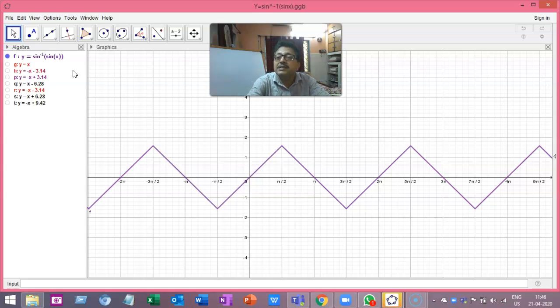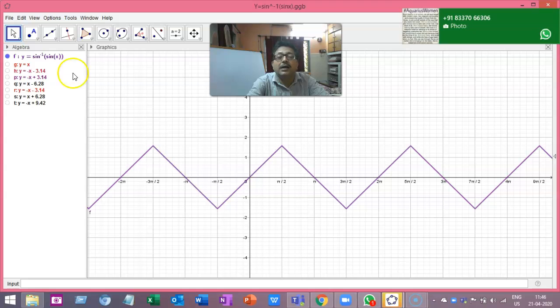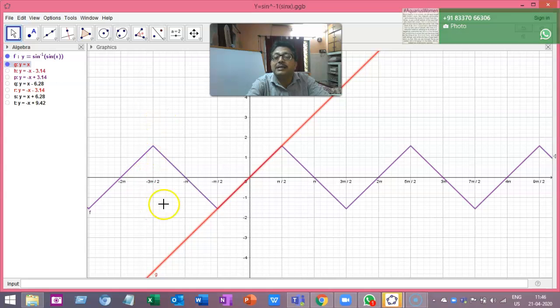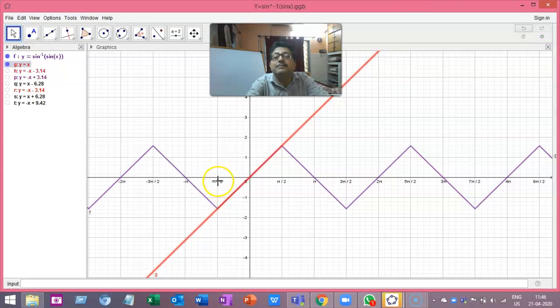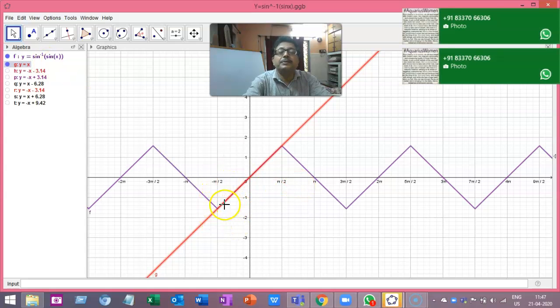If I consider the graph of sin inverse sin x, and I say y equal to x, then the y equal to x line will be this. This is the line y equal to x, where it intersects, that is the value of the function in the principal value branch. You know, for sin inverse x, the principal value branch is minus pi by 2 to pi by 2. Here, the graph of the function is given by y equal to x. So, sin inverse sin x in this interval, minus pi by 2 to pi by 2, is going to be equal to x.